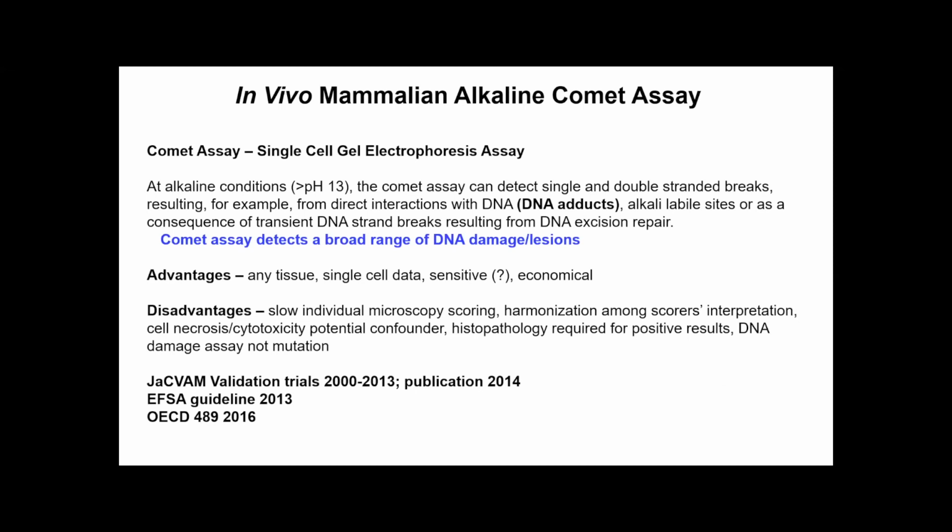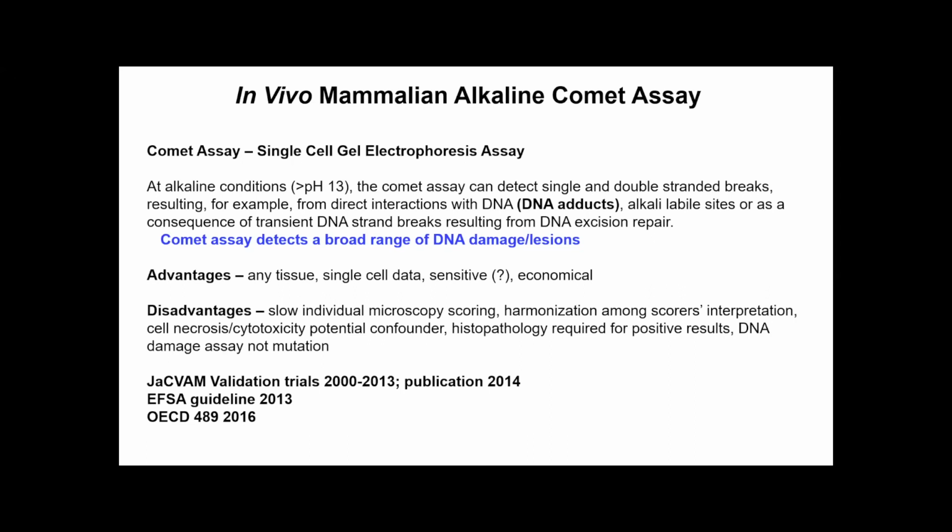The comet assay is also referred to as a single-cell gel electrophoresis assay. It's basically a miniaturized version of an assay that was many years ago called the alkaline elution assay. And it turns out when you put DNA at a pH greater than 13, it becomes very fragile. And if you have a DNA adduct, a DNA lesion, or what's referred to as apurinic sites where you've lost a purine, this can be converted into double-strand breaks and single-strand breaks, which you can then detect by electrophoresis.